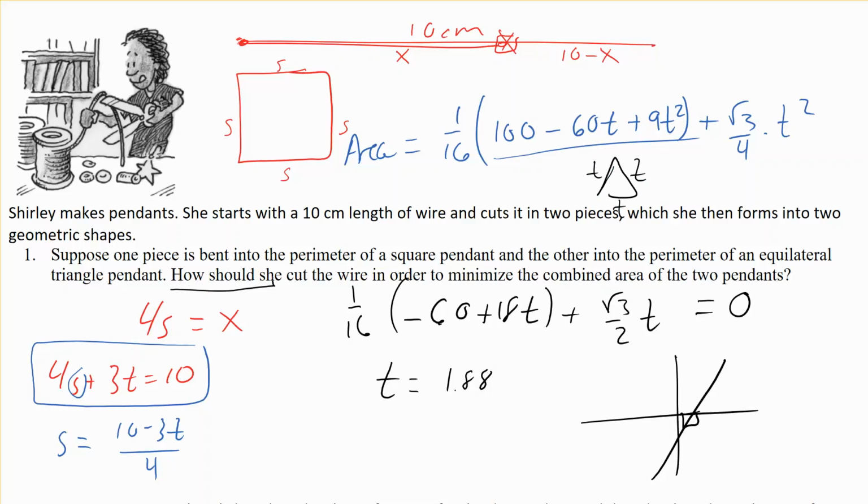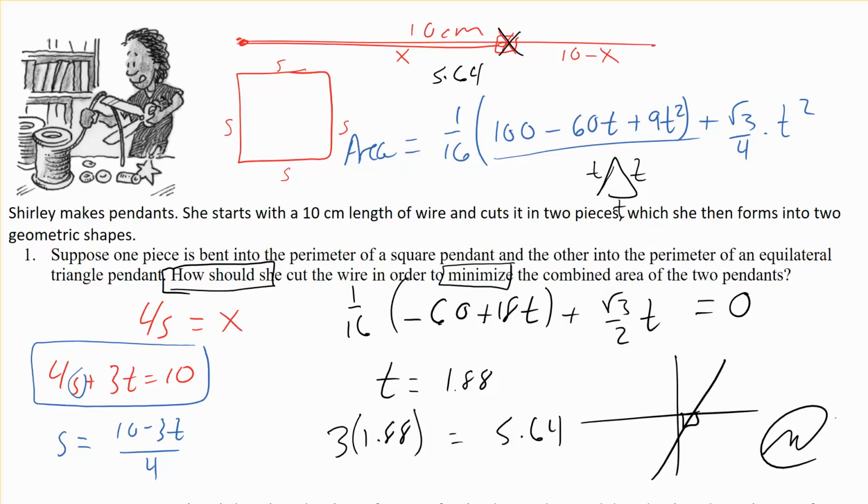So let's ask, how should she cut the wire in order to minimize the combined area? She should cut the wire where? 3 times 1.88 would be 5.64. That's where she should cut the wire. I like it. And then make her square and her triangle. Now try the next one.